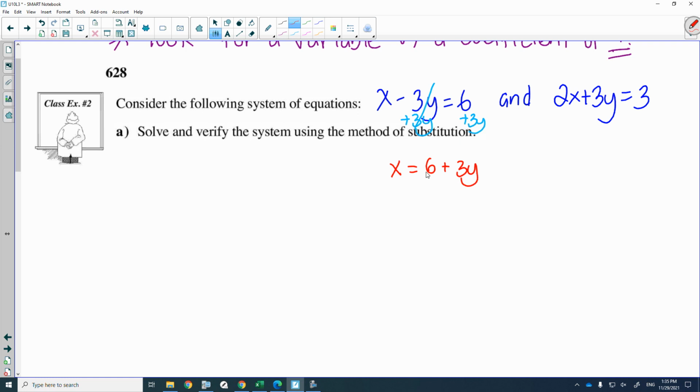I did that in the first system, so then the substitution is going to happen in the second system. So I look for x in the second system, which is right there, and this will go in. So it's always going to be get rid of your brackets, join your like terms, and then solve for the variable.